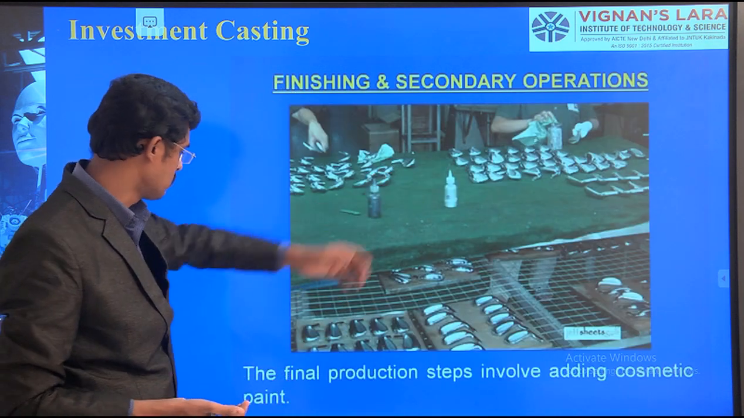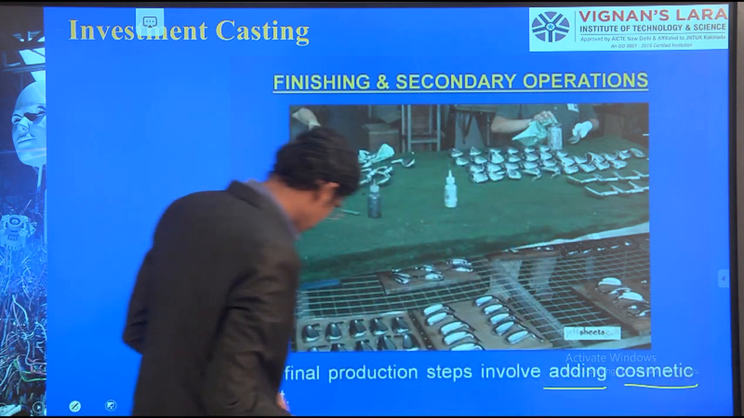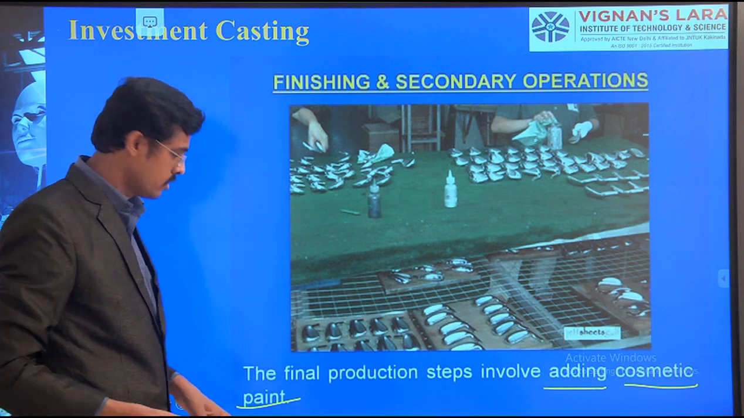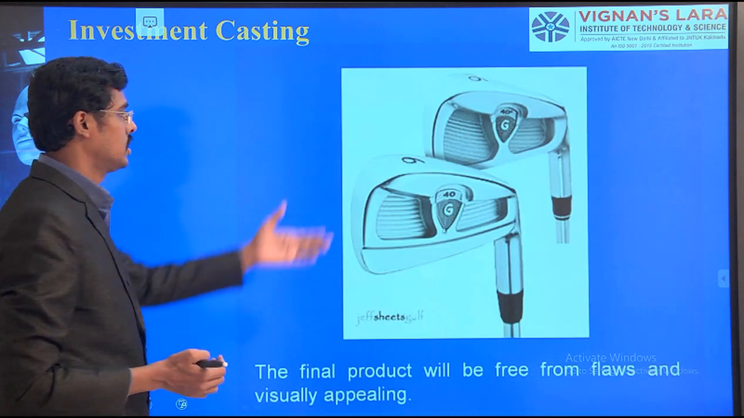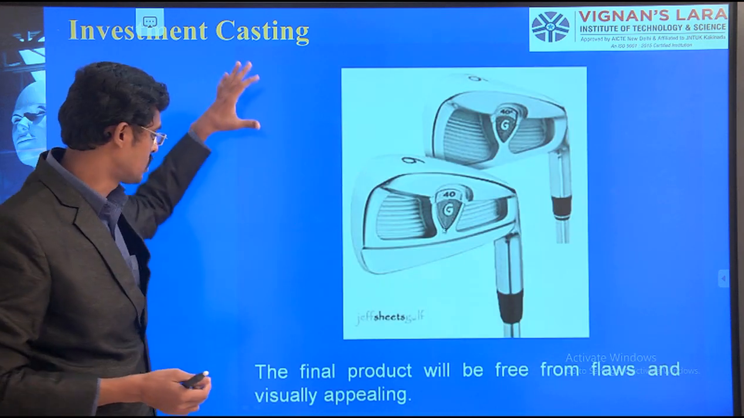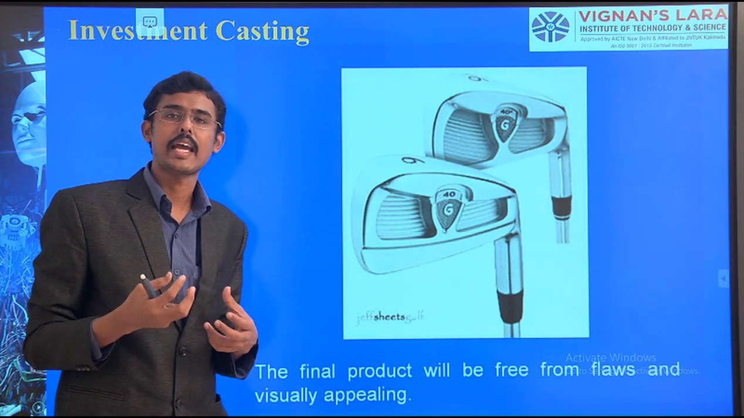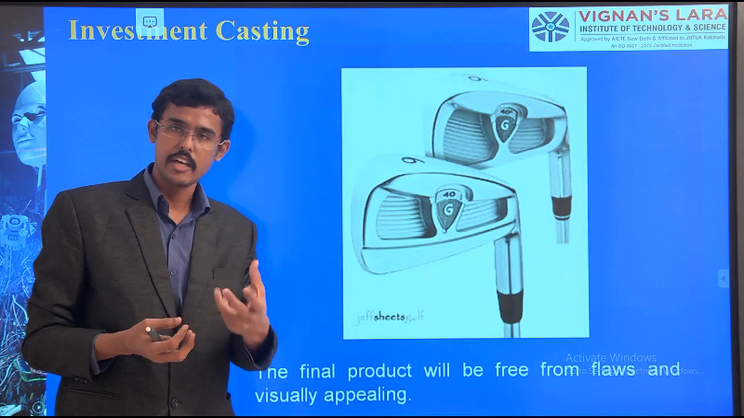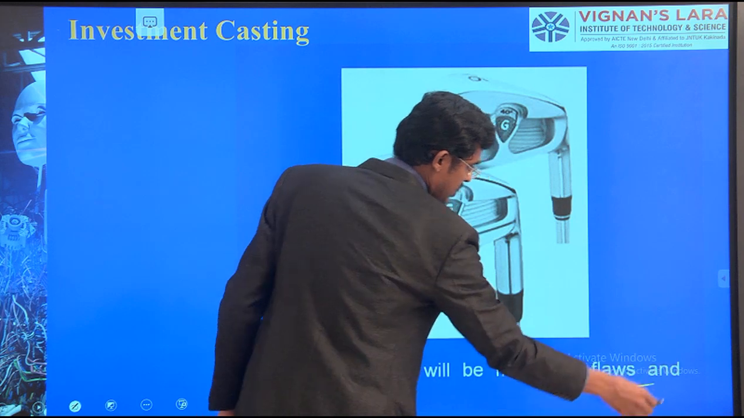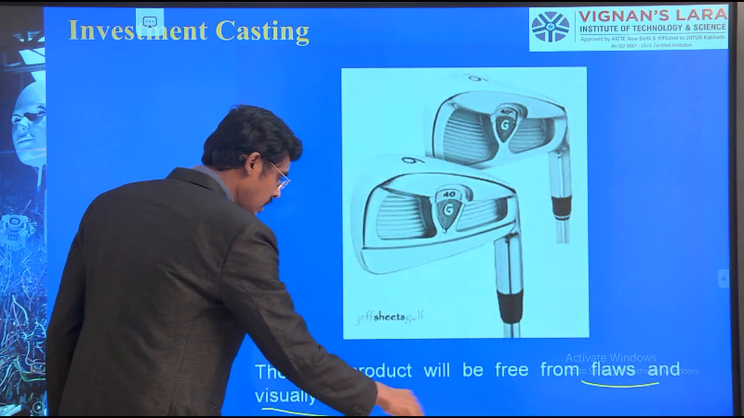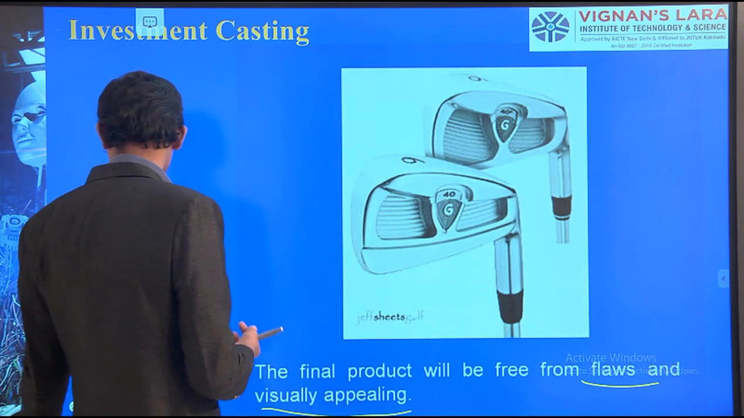The final production steps involve adding cosmetic paints. See, some designs we are making. Now the product is ready. After those 8 steps, the ceramic shell investment casting product is ready. The golf head. Finally, the product will be free from defects and flaws, and the visual appearance will be very smooth, with a polished surface, very neat and attractive.